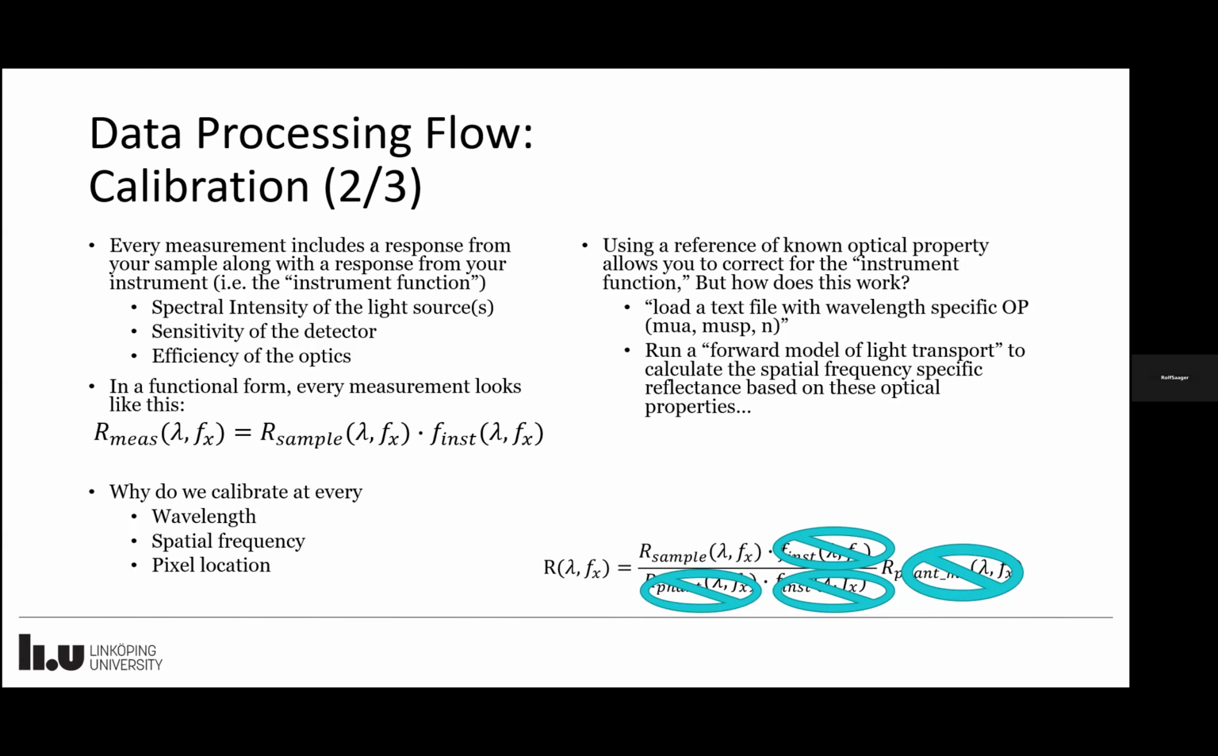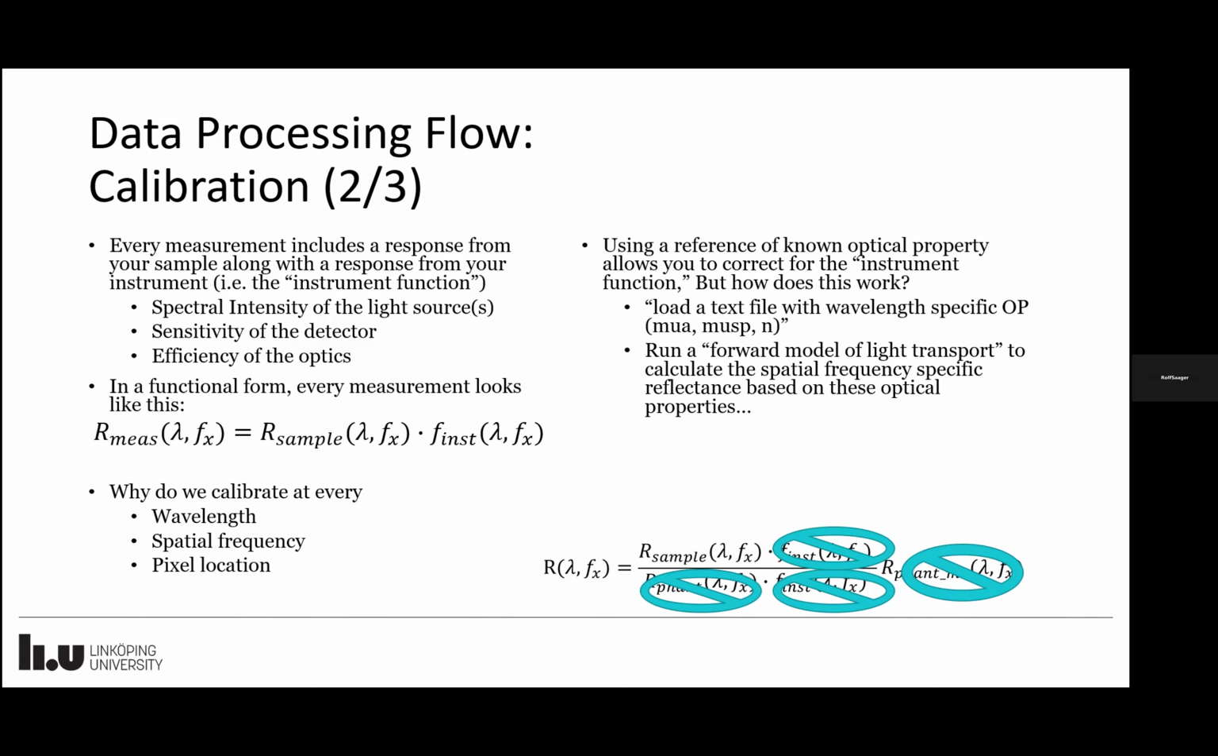And yeah, to Vassen's earlier question, when we calibrate, we do it at every single wavelength, at every single spatial frequency, and at every single pixel location. Different wavelengths will have different intensities and different sensitivities of the camera. Different spatial frequencies may have greater sensitivities to optical aberrations in your system that you want to have characterized. So it's important to do it at the different spatial frequencies.